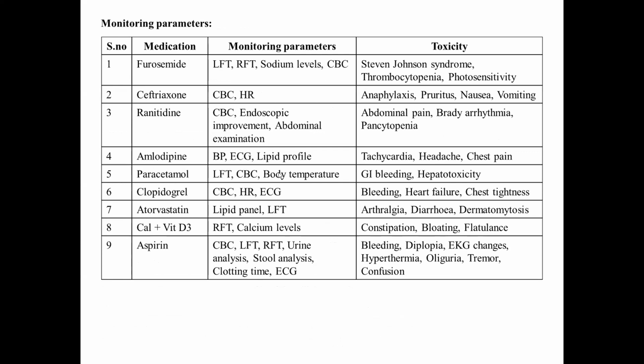Monitoring parameters for furosemide are liver function test, renal function test, sodium levels, and CBC. And the toxicity can be thrombocytopenia, photosensitivity, and Steven-Johnson syndrome. For ceftriaxone, it is CBC and heart rate because it can cause anaphylaxis, pruritus, nausea, and vomiting. For ranitidine, it is CBC, endoscopic improvement, and abdominal examination, as it can cause abdominal pain and pancytopenia.